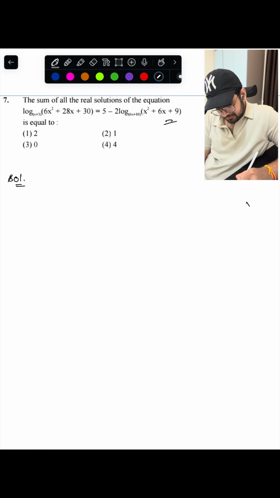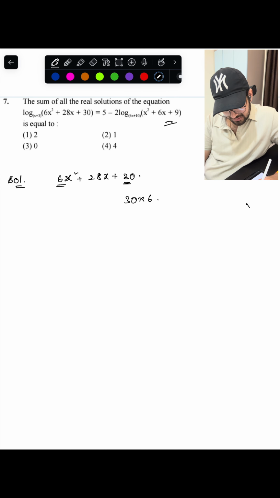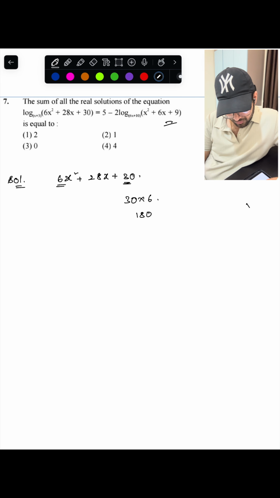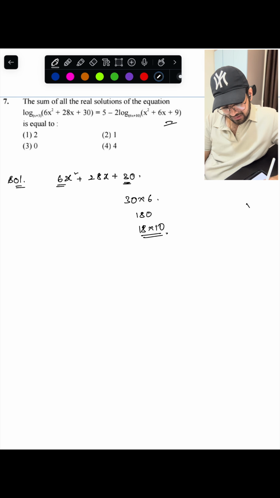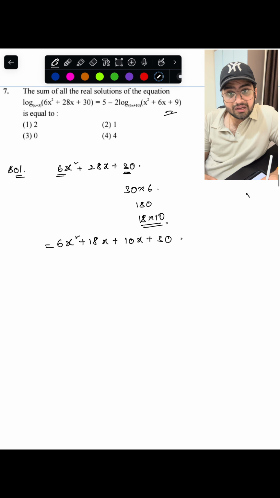So here, log to the base x plus 3 is given, 6x square plus, so let's focus on this argument here, 6x square plus 28x plus 30. Let me see whether I can factorize it or not. Here 30 into 6 means 180. 180 means 18 and 10, right? Done. So it's factorizing. So 6x square plus 18x plus 10x plus 30 here.